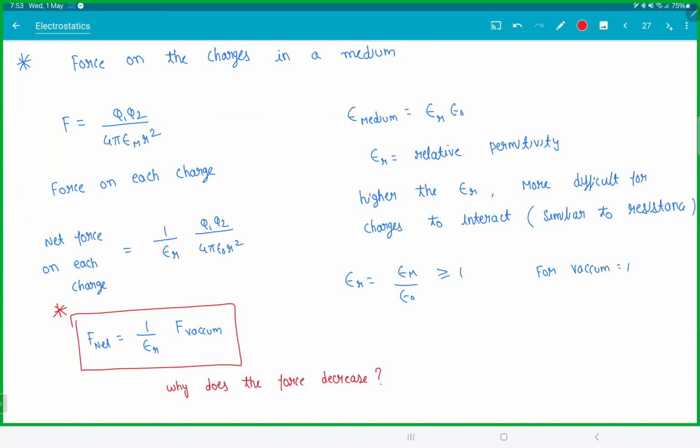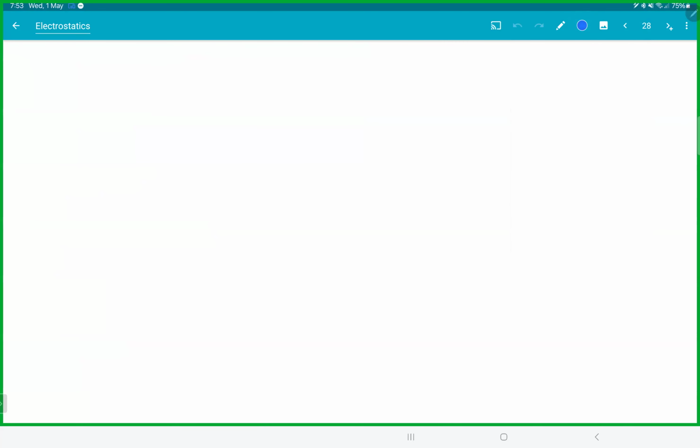Now, why is this force decreasing? Think about it. Let's take a simple example: you keep a plus Q1 and Q2 in a medium. And we discussed in the beginning, whenever you keep charges in a medium, they induce charges. So this plus Q1 will induce charges here. It is actually inducing in every direction. This is also inducing minus charge here. It is inducing everywhere in the medium. So it's not a uniform distribution where the entire charge is just placed everywhere. Now see what is happening.